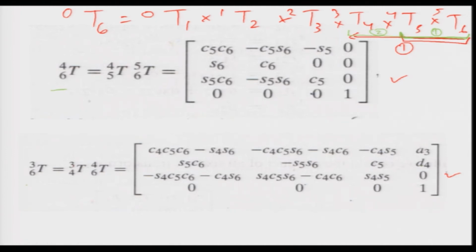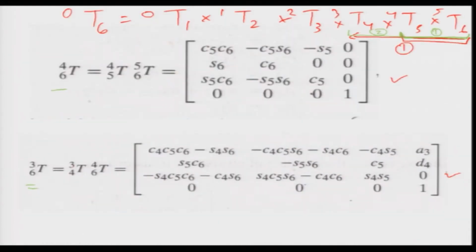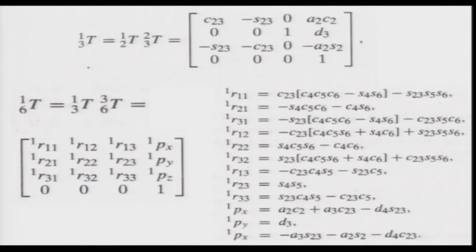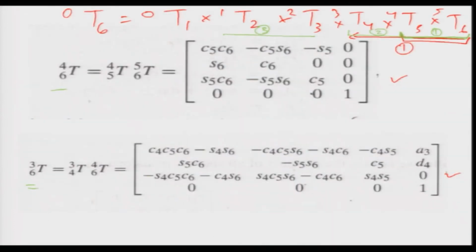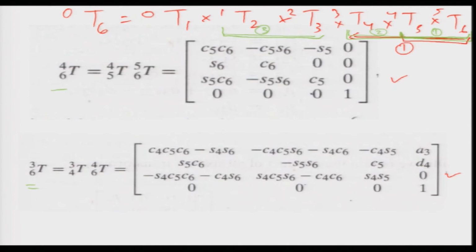So, we get 3 to 6 from here. Next, we multiply these two, 1 to 2 and 2 to 3, to get 1 to 3 separately. Then I combine them into the full one. I multiply this into this, and what we get is this matrix 1 to 6. So here is my 1 to 6 matrix. This into that is T1 to 6.